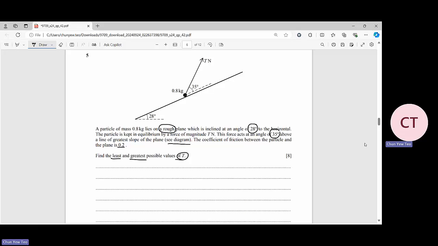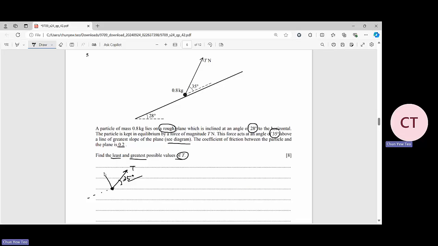Okay, so we need to consider two cases. If you look at the diagram of the forces, it's supposed to be like this. This is the T, this is the plane, which has a 35-degree angle here. This is your normal contact force. This is your weight, mg, 8 newtons. This is the 28 degrees. So the problem is the frictional force. Is the frictional force going up, or is it going down?